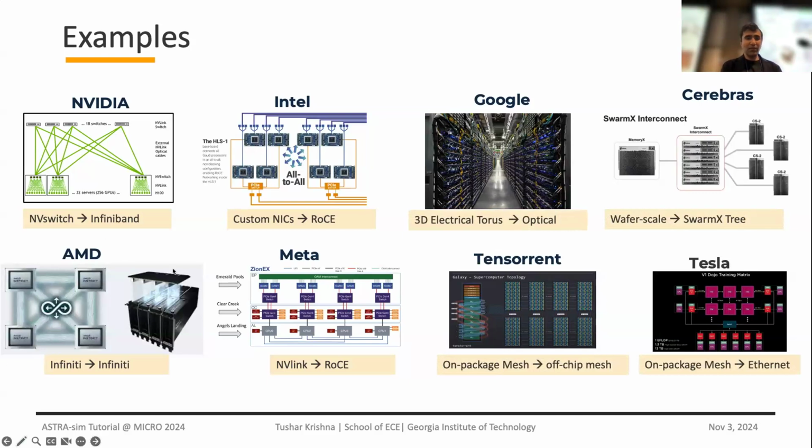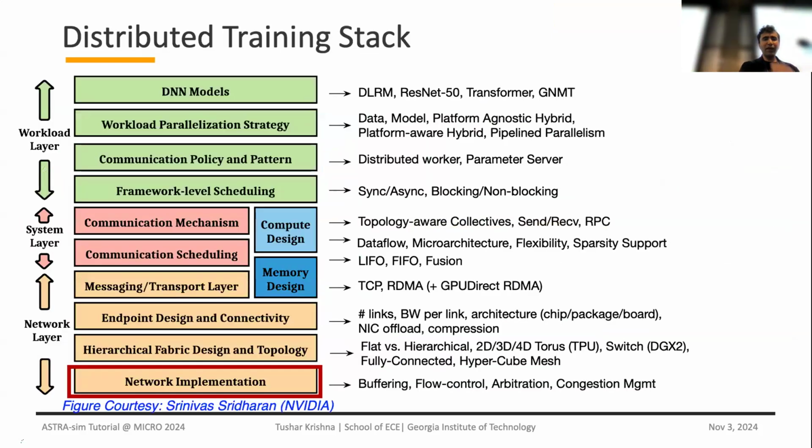In this case, some of the ones on the left use electrical interconnects. Some of them have custom intranode followed by internode solutions. Some of them try to use things like RoCE, for RDMA over Converged Ethernet. There are also solutions out there that are trying to use, as I said, photonics or on-package meshes, wafer scale, and so on. This is another phenomenon that is prevalent in most of these AI platforms today.